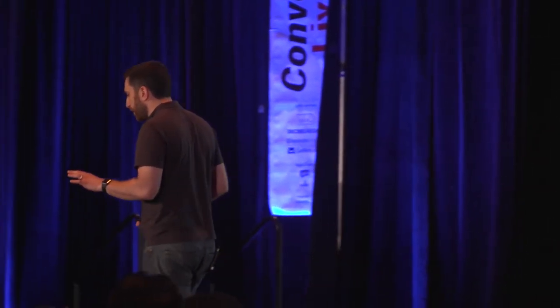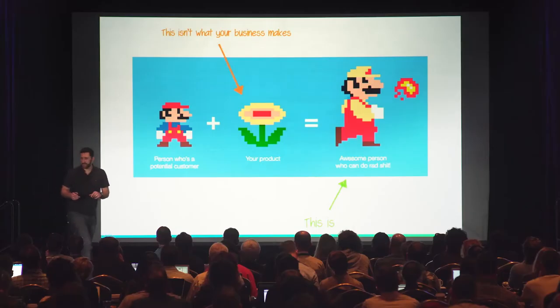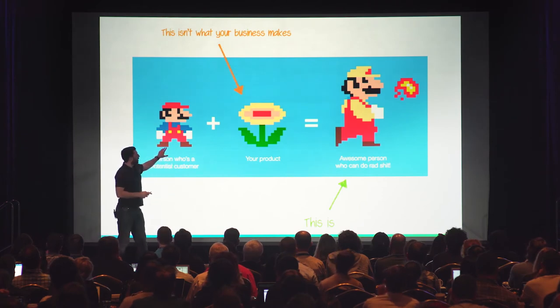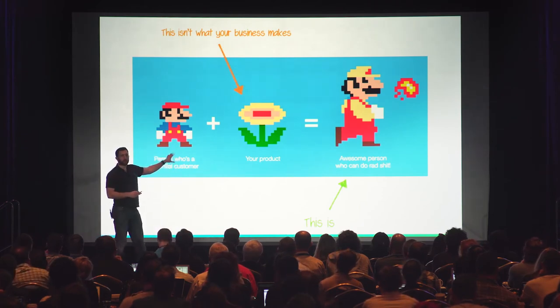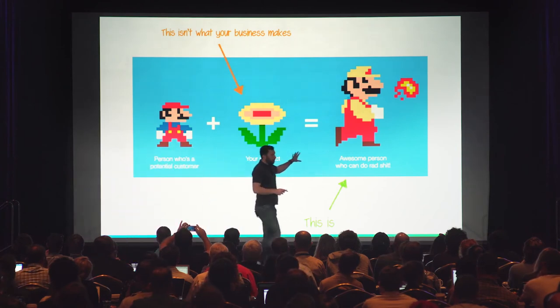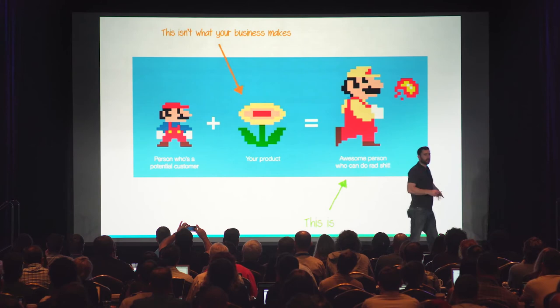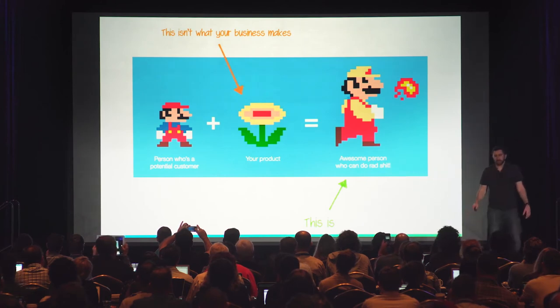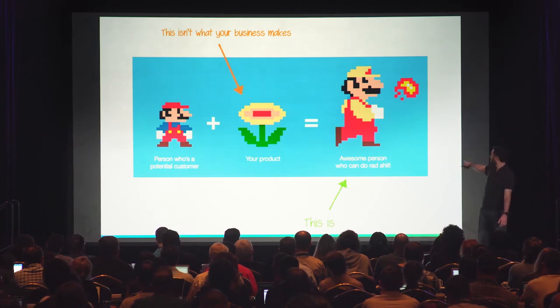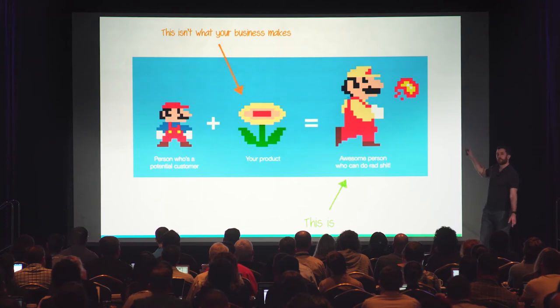So this is an example from the UK. In just one second. Sorry, I added this slide last night after seeing Talia's presentation. The problem is, if you're focused on the product, it will always stay the same. But this is what we should be selling, the awesome person who can do rad shit. The problem is, that person is always going to be different depending on the segment that you are selling to. So whereas the product stays the same, the person will vary. And so we need to understand what that segment should be.